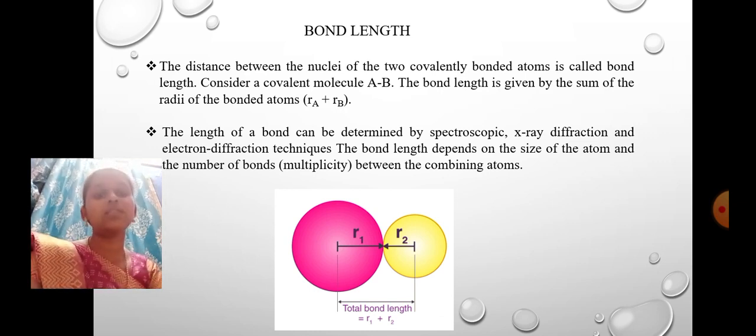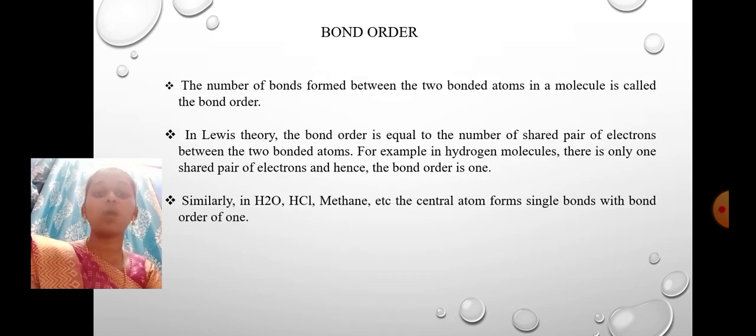The length of the bond can be determined by spectroscopic, X-ray diffraction, and electron diffraction methods, and the bond length depends on the size of the atom and the number of bonds, the multiplicity between the combining atoms. This is the bond length. And next we are going to see about the bond order.